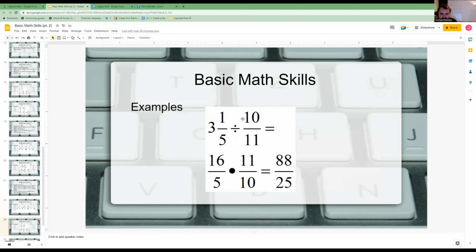3 1/5 divided by 10 over 11. So take 3 times 5, which is 15. Take 15 plus 1 and you'll have 16 over 5. And then we don't want to do division, so make it a multiplication and flip the 10 over 11 upside down. So it'll be 16 over 5 times 11 over 10.